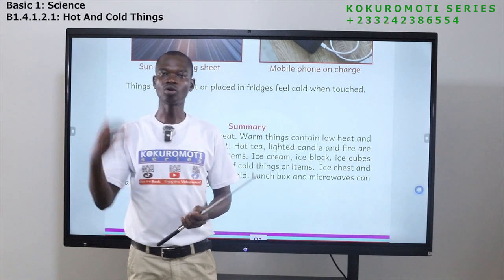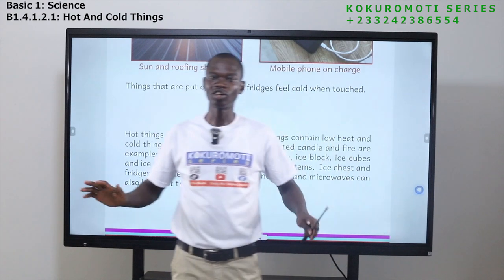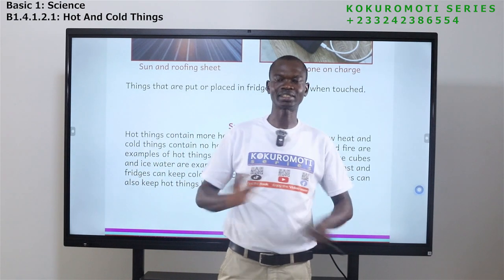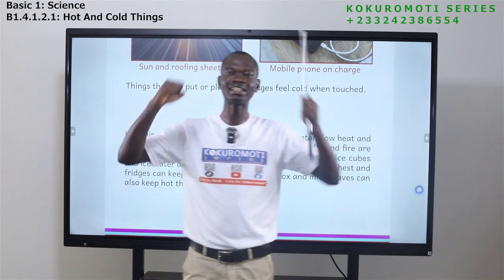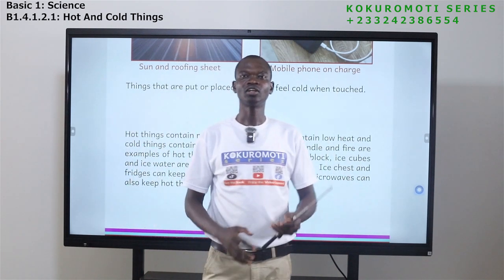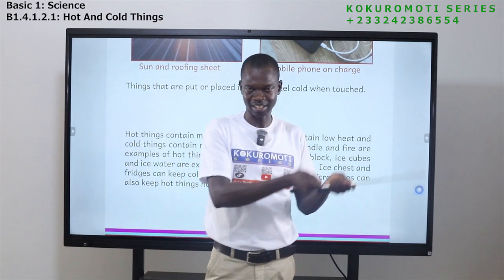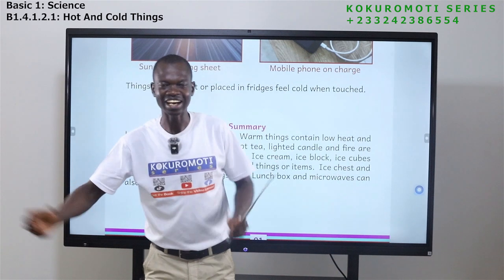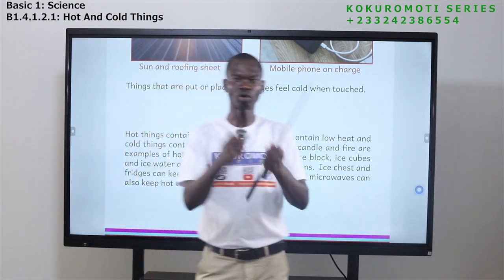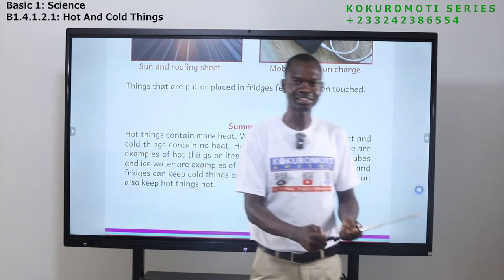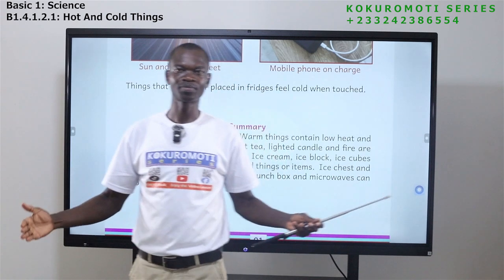We are saying that cold things are things that have no what? Heat. Cold things have no what? Heat in them. Hot things are things that have more what? Heat. And then warm things are things that have a small amount of what? Heat in them. So hot things have more heat than warm things, and cold things have no what? Heat. So these are the three things that we have learned.